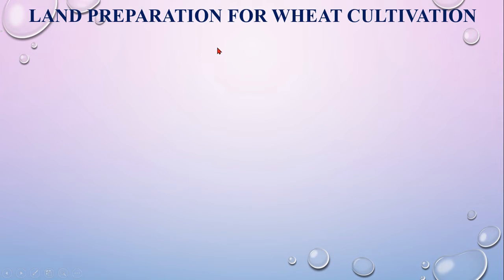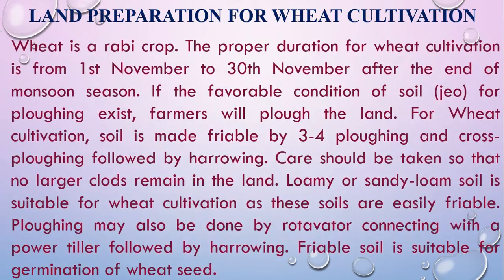Next, you see land preparation for wheat cultivation. Basically, wheat is a winter crop, that means a rabi crop. For wheat cultivation we don't need lots of water, because wheat does not like waterlogged or stagnant water conditions. Here you see I try to explain what a rabi crop is. Wheat is a rabi crop.